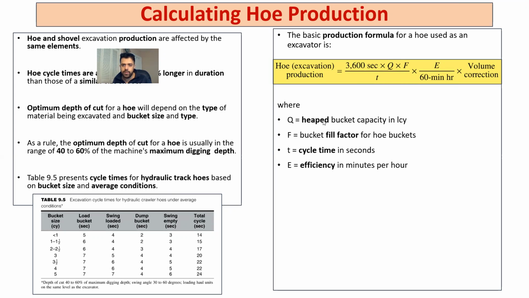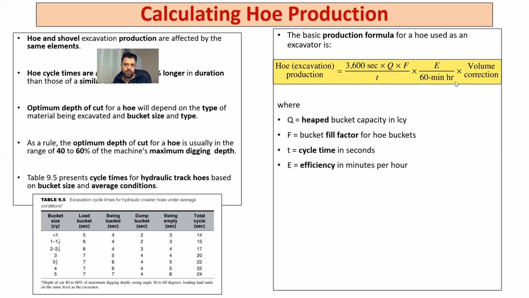What was Q? Q is the heaped bucket capacity in loose cubic yards. F is the fill factor, meaning what percentage of the bucket could be filled. And T is the cycle time, that comes from this table. And E is the efficiency, like how many minutes in an hour the machine is working efficiently. Is it 45 or is it 55?